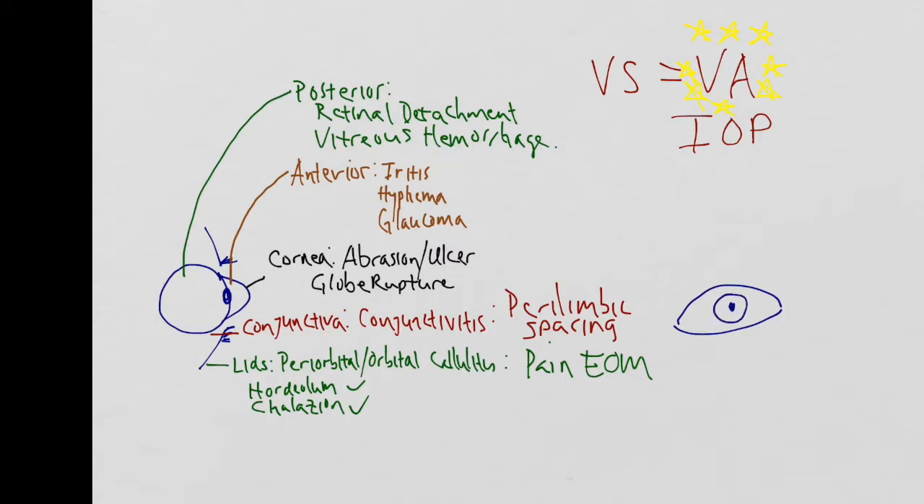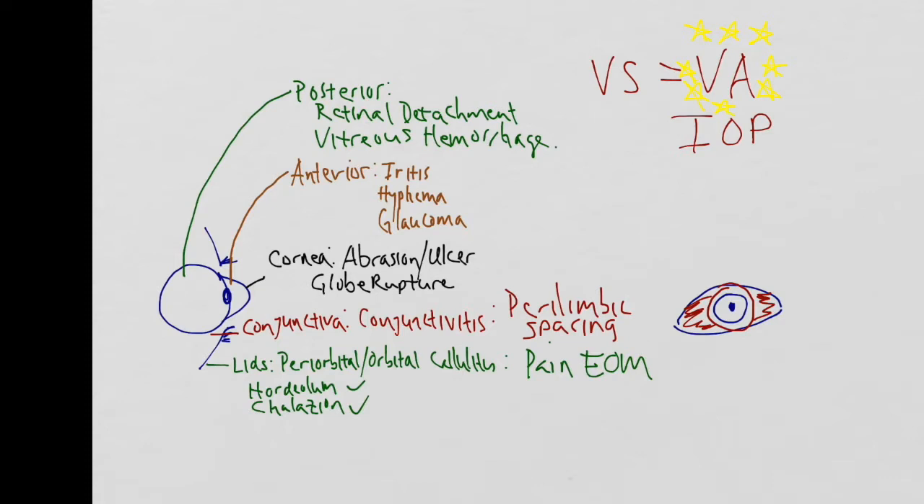So let's go ahead and draw this out to make it easier. Here's our eye. Now, perilimbic sparing means that there's a white area around the iris that doesn't have any redness involvement. So here's a picture of it. If there is evidence of perilimbic sparing, then that's much more consistent with conjunctivitis. If there is not perilimbic sparing, then keep badness in your differential.